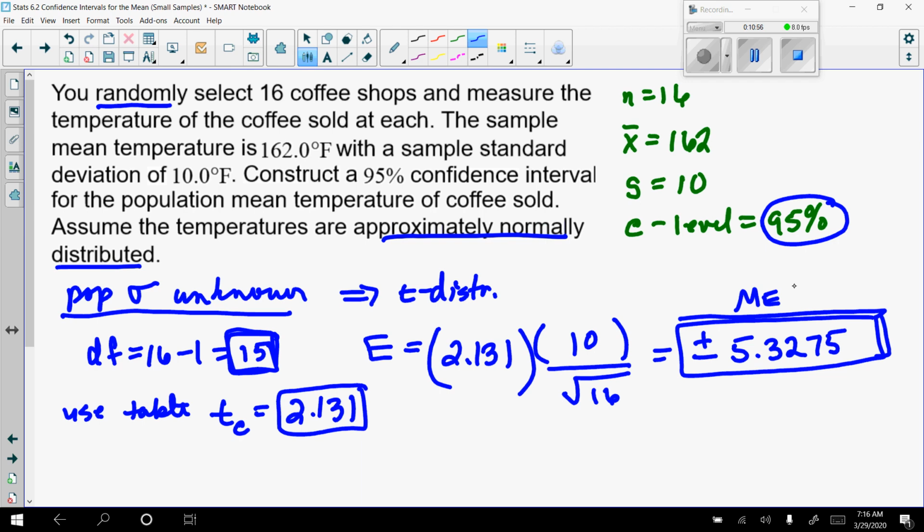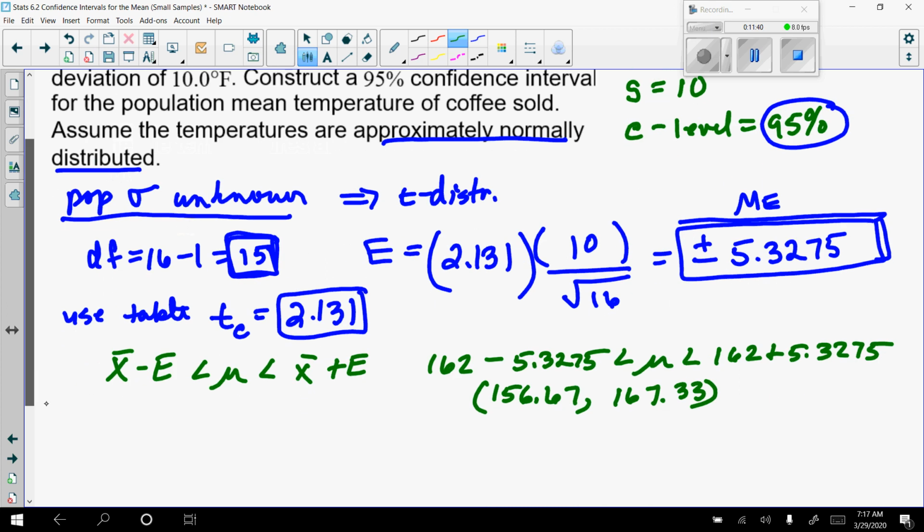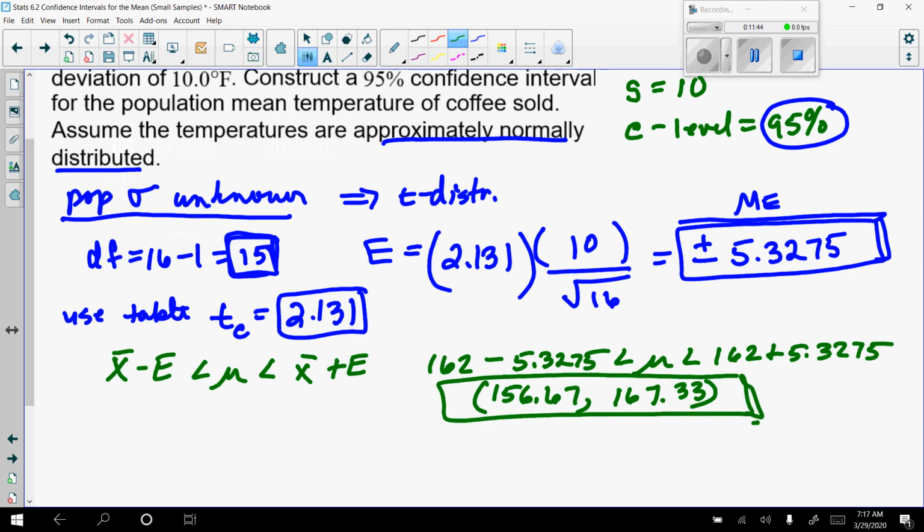Okay? Now to find the interval, we have to take our estimate, which is x bar minus e is less than mu is less than x bar plus e, which means 162 minus 5.3275 has to be less than mu is less than 162 plus 5.3275, which means our interval is from 156.67 up to 167.33. That's our confidence interval.